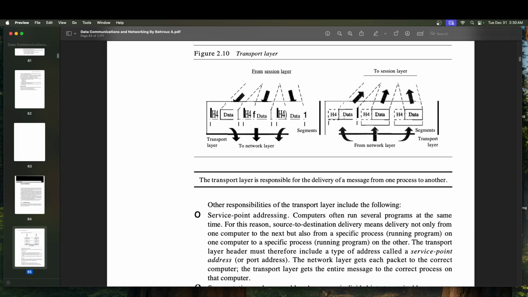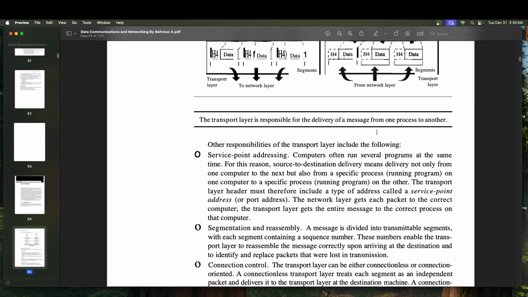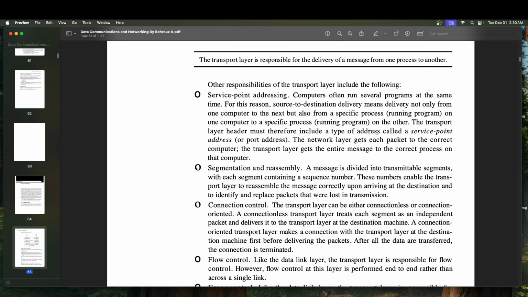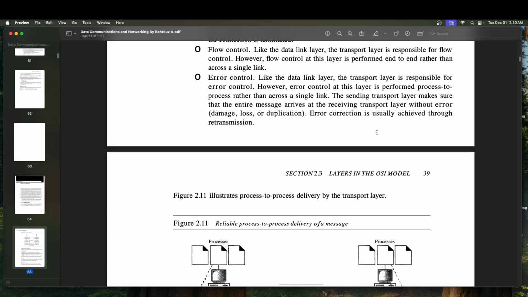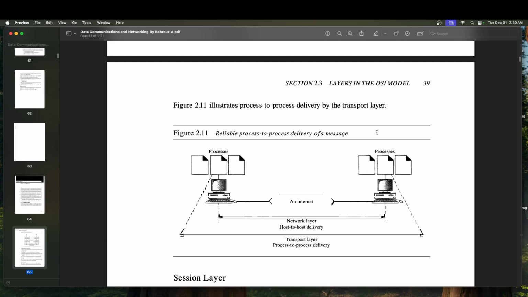Other responsibilities of the transport layer are service point addressing and segmentation. When we study each and every layer, we will cover the why and what.